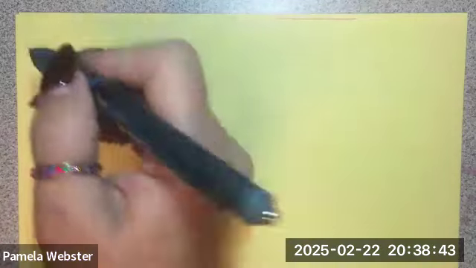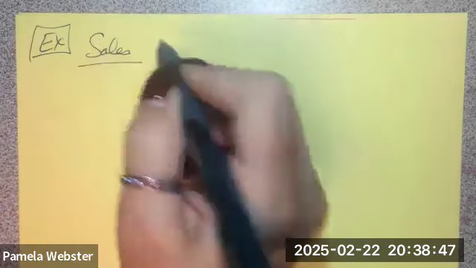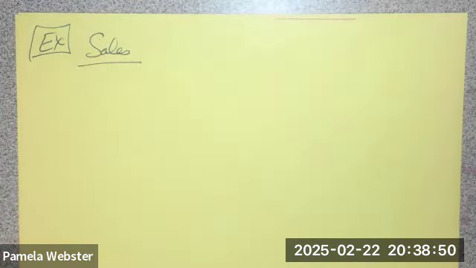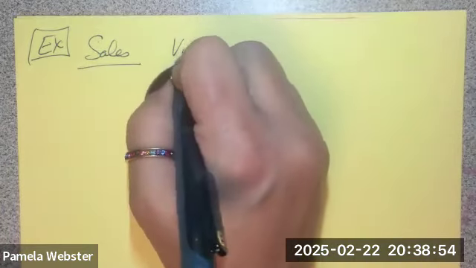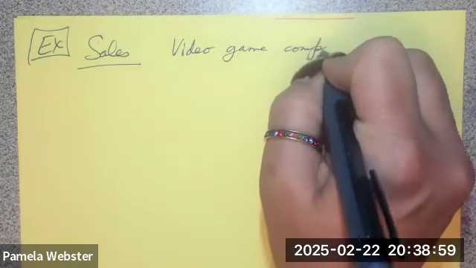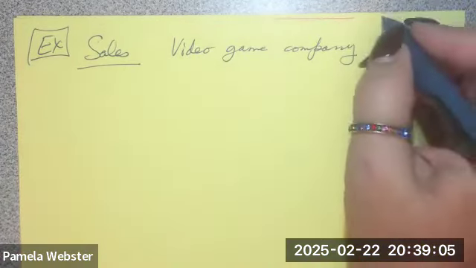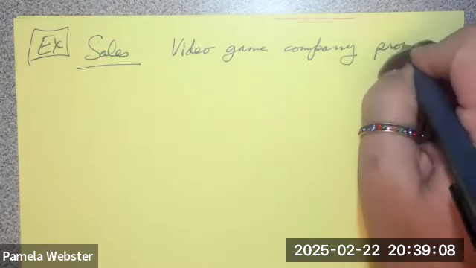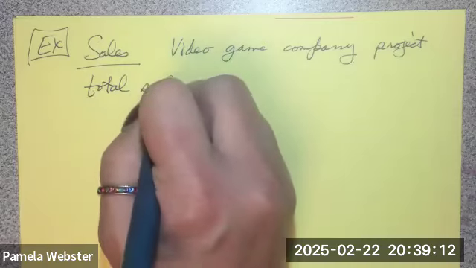Okay, one word problem on this, just so you can see the way this is going to look in your homework, and then we'll go from there. There's a sales problem. It says a video game company looks at its sales and projects the total sales of a new game.